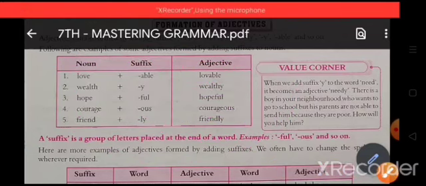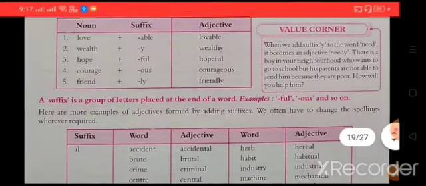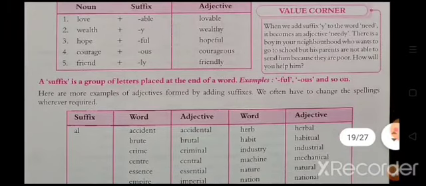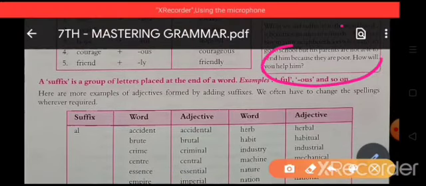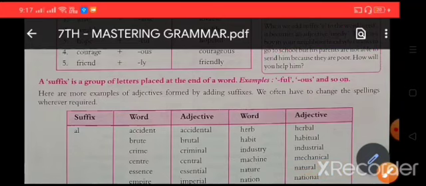When we add suffix y to the word need, it becomes an adjective, needy. There is a boy in your neighborhood who wants to go to school, but his parents are not able to send him because they are poor. How will you help him? So this type of value corner is given in your book. This is the value corner that we have to focus on.